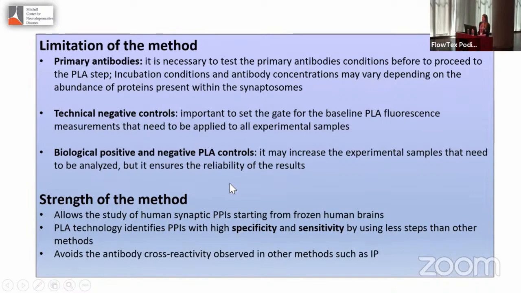But the strength of this method is that it allows us to study human synaptic protein-protein interaction from frozen human brains with high specificity and sensitivity using fewer steps than other methodologies. Since we're talking about protein-protein interaction, one of the main methods is IP, immunoprecipitation. This method avoids the cross-reactivity of the antibody that we usually see during IP.